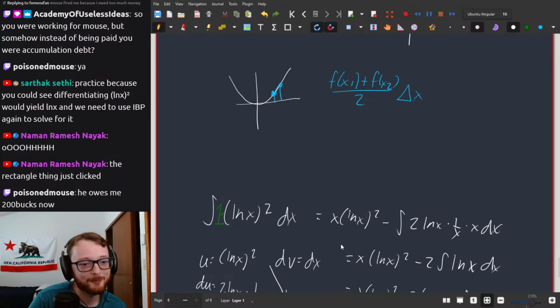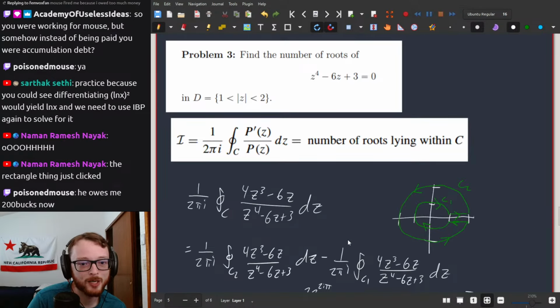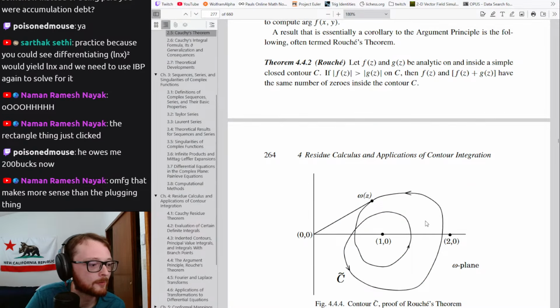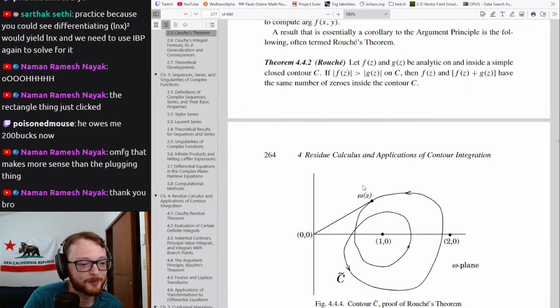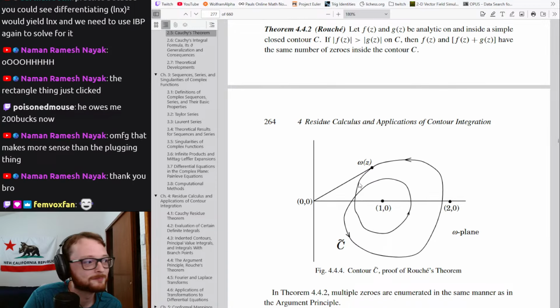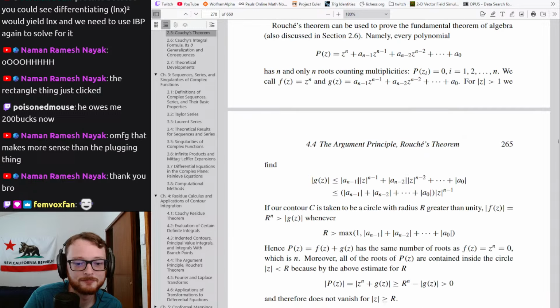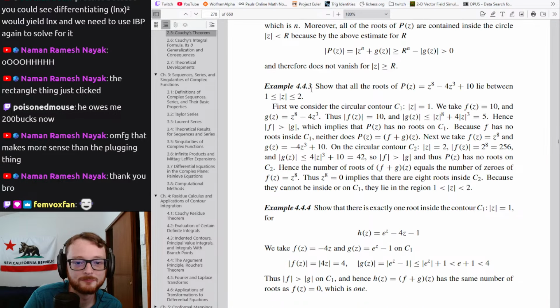So yeah, we can think more about that Rouche problem. You just need to name an f of x that bounds it from above. That's simpler. Oh, good, good, Naman. No worries. So this is almost the same problem here.